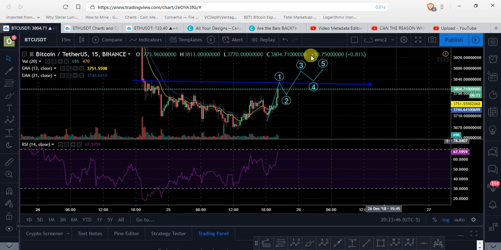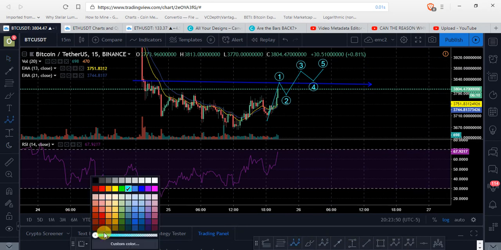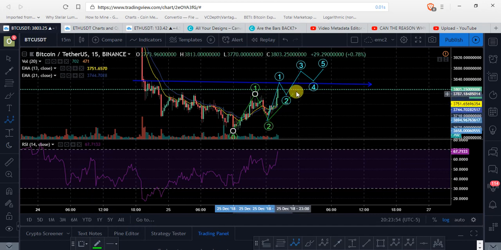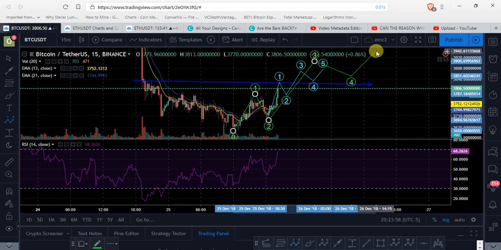And then that's going to be your wave number 3, which is, okay, let's change the color, green. We got 1, 2, that's wave number 3 right here, right? Somewhere around there, and then you get your wave number 5.